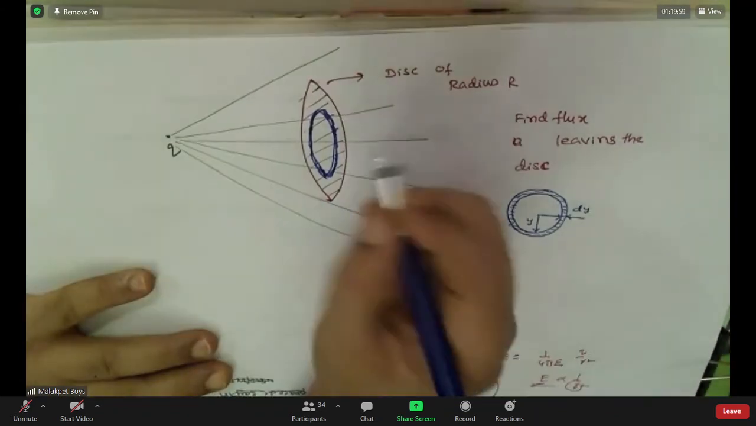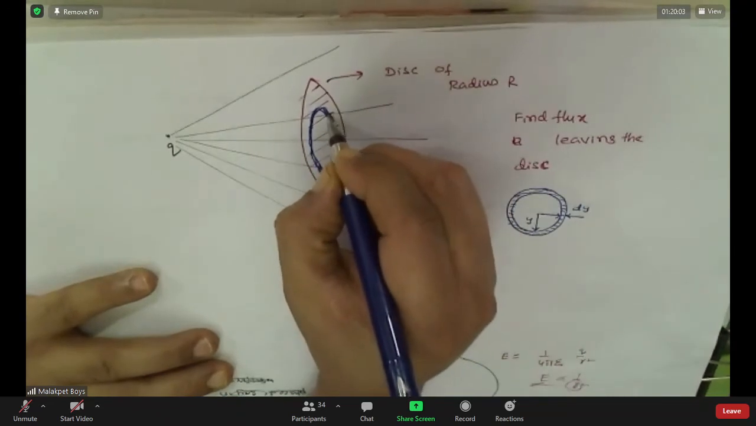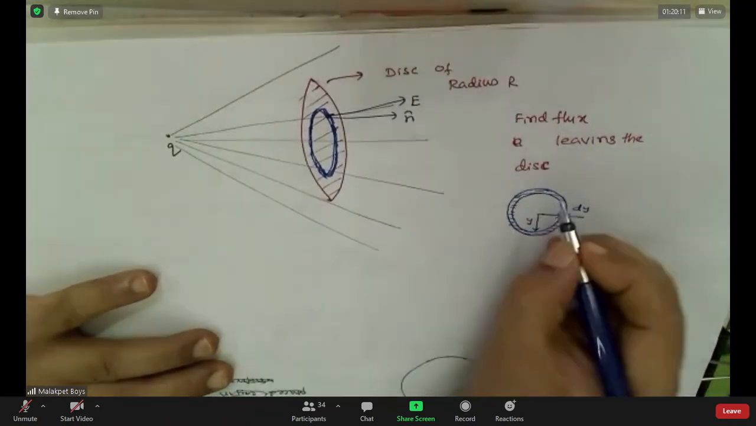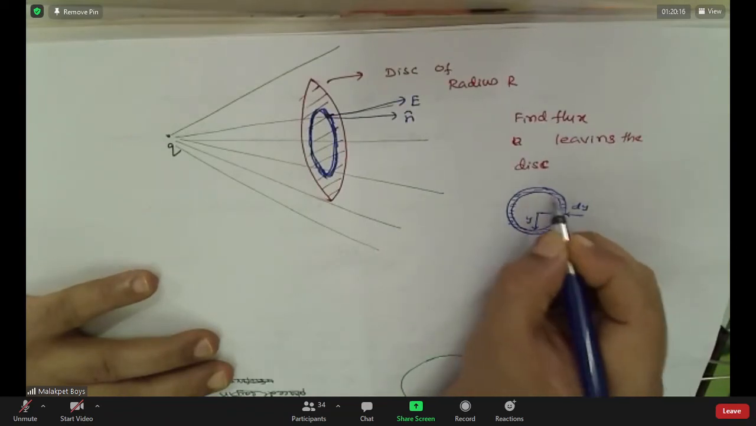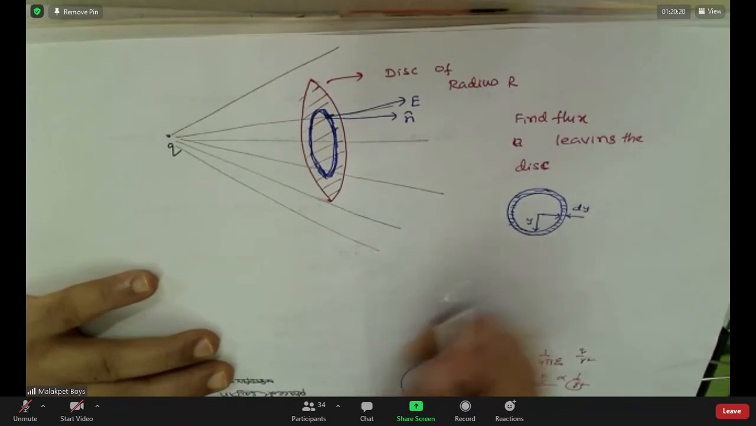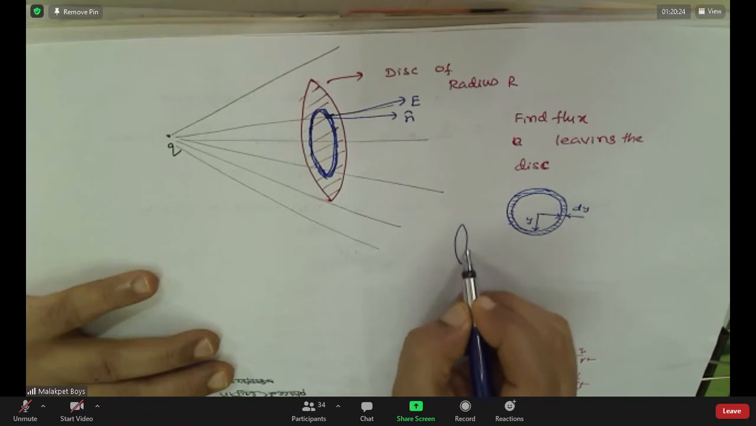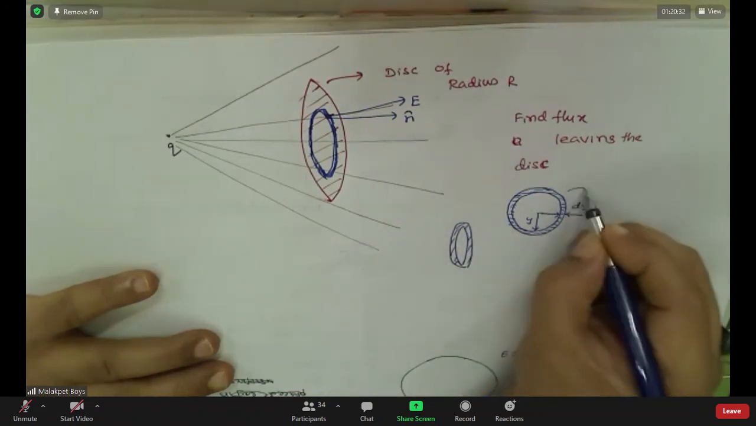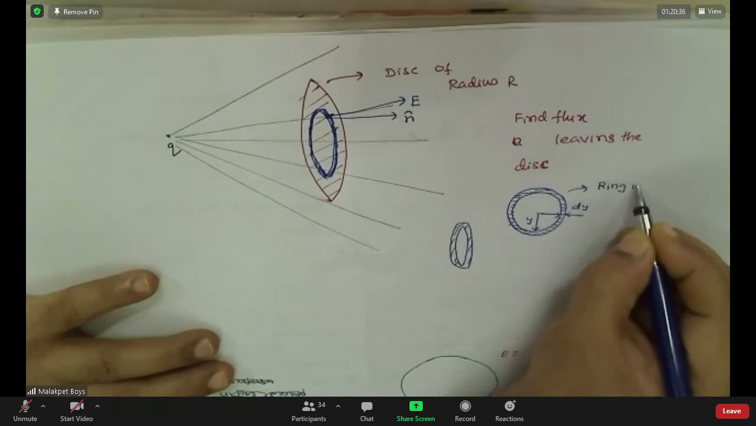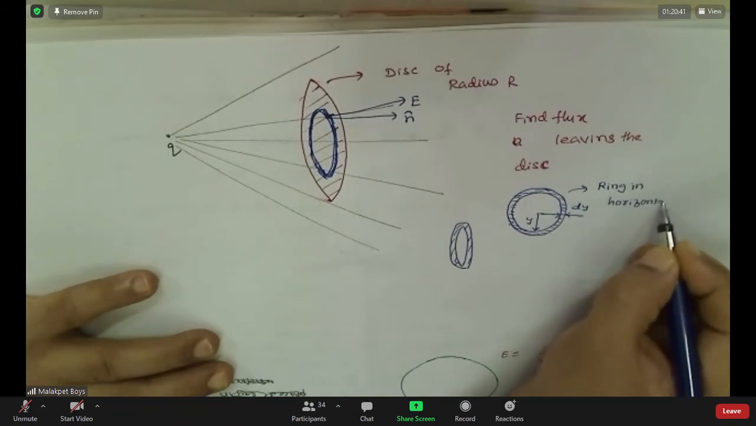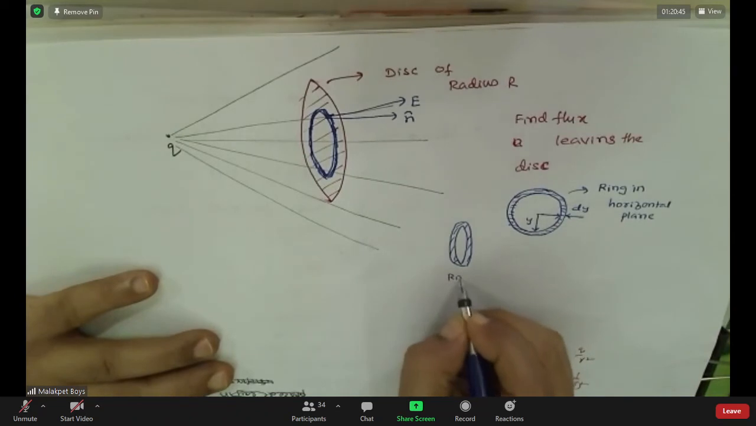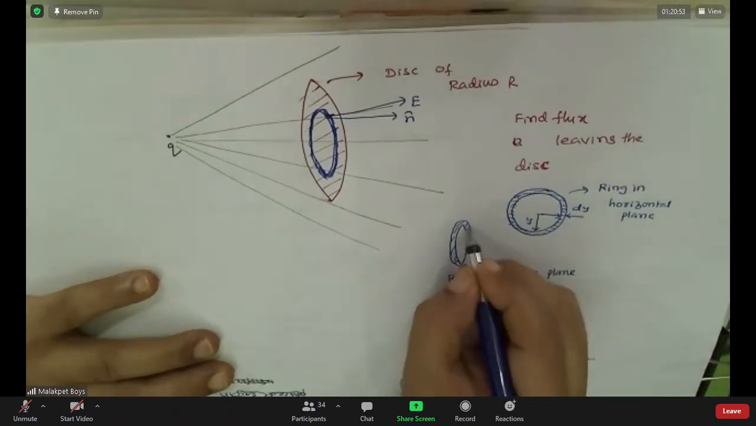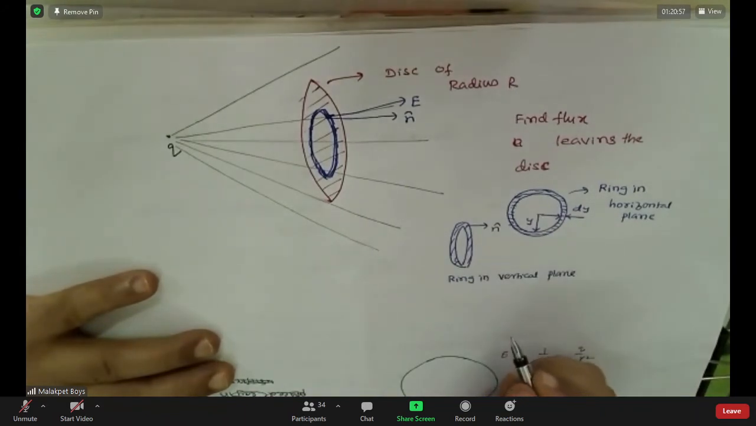See here, this is the electric field through this area. Any area you take, this is the electric field. Normal to the area will be this only, no? This area, normal will be in which direction? Outside only, no? Yes, sir. This is in the horizontal plane. This is the ring in vertical. Now this is n cap, no? All of you followed this?